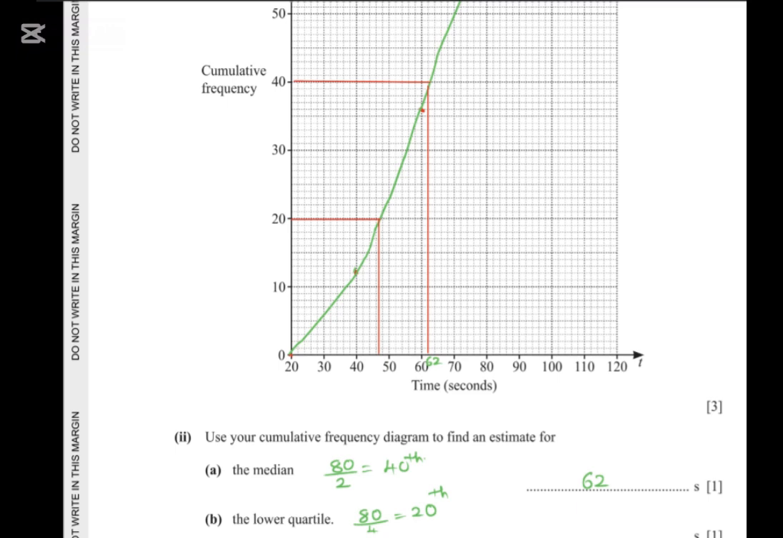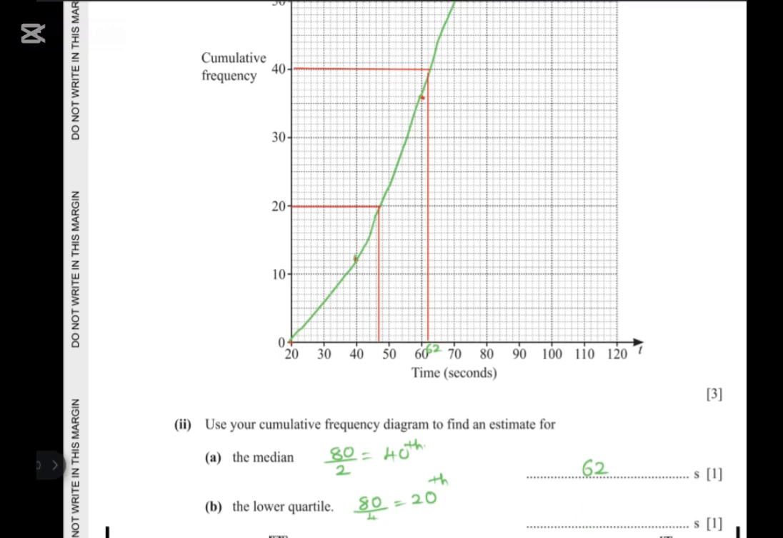Yeah, it's 47. So the lower quartile is 47. This is done. Question number B is done. Question number 14.